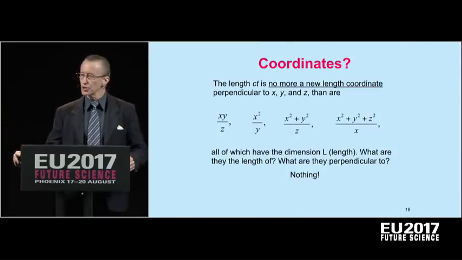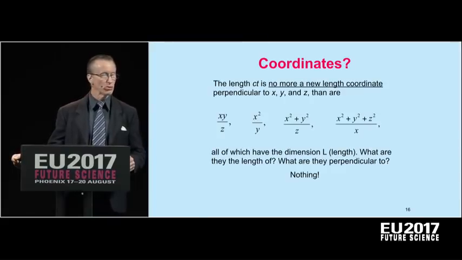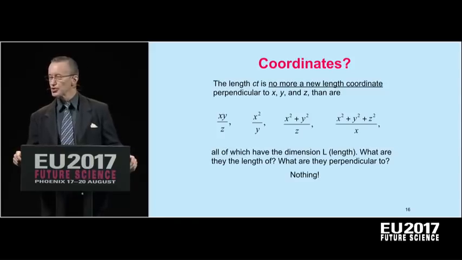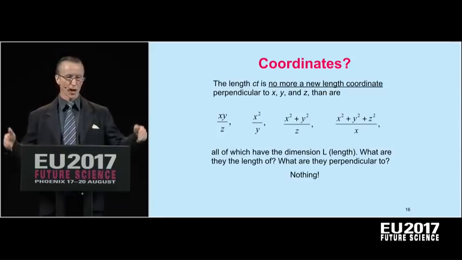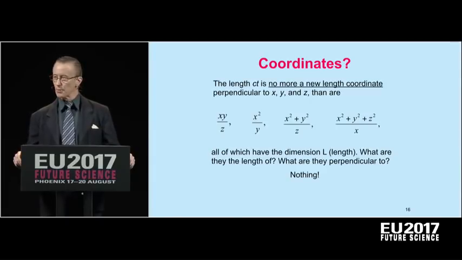And is it perpendicular to the x, y, and z? Well, no. So it's neither perpendicular to anything, and it's not the length of anything, even though it has the units of, or the dimensions of length, and it's made up of the x's, y's, and z's. So combinations of x's, y's, and z's don't give us new dimensions.